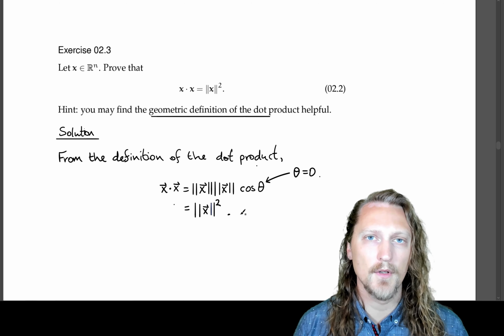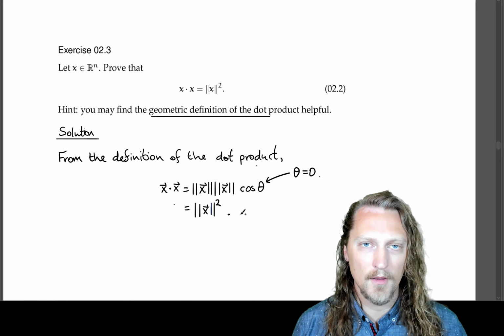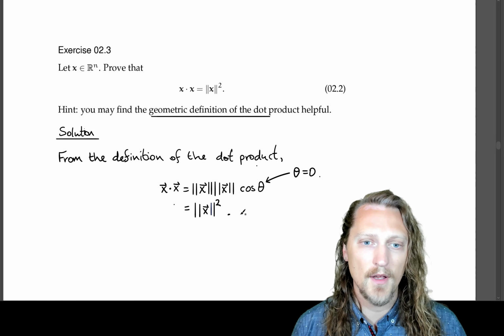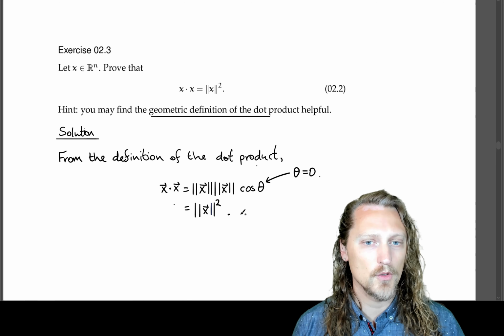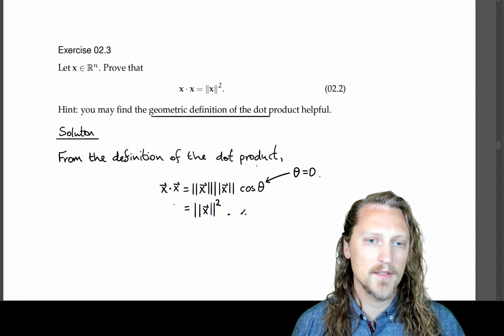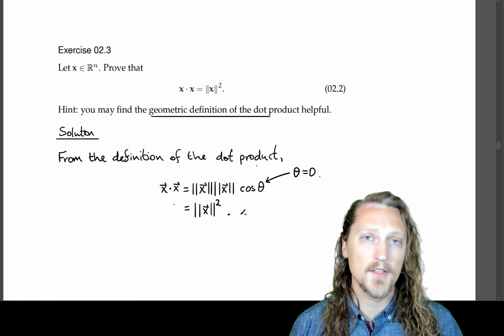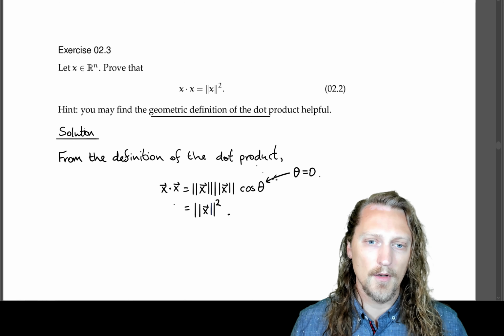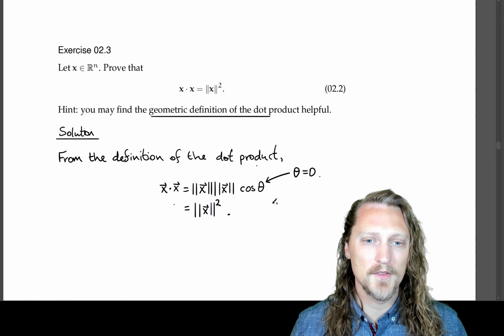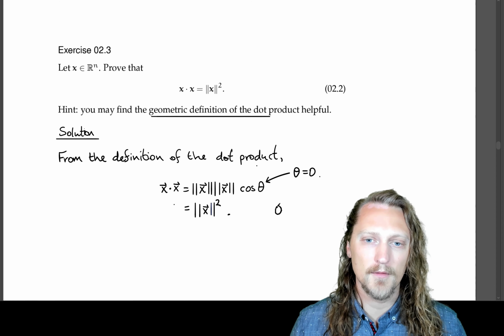we arrive at our result, which is that the dot product of x with itself is just the norm of x squared, which makes some geometric sense if you were following the last proof at least. So we have shown what we set out to show, so QED.